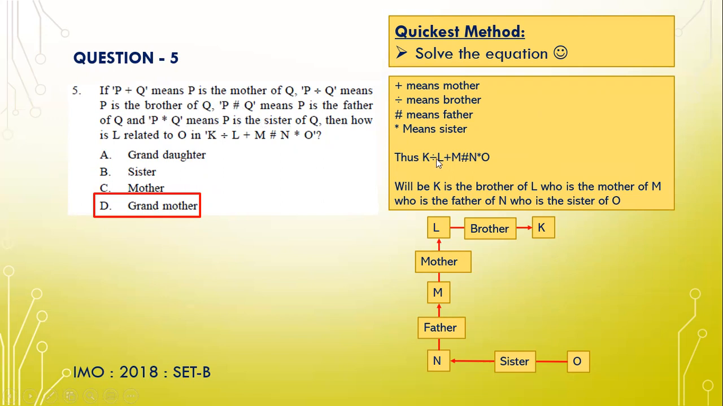So K divided by L plus M hash N star O. It means K is the brother of L, who is the mother of M, who is the father of N, who is the sister of O.